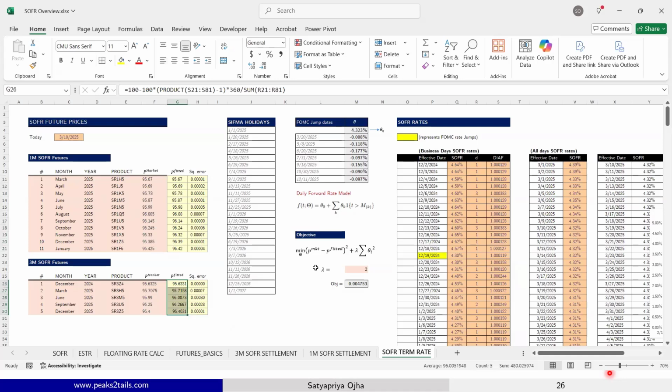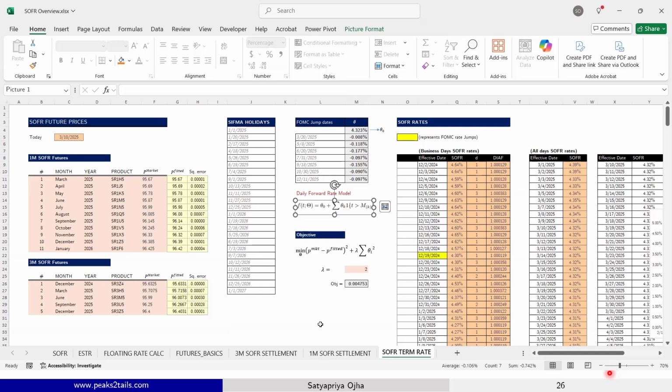And then take the difference, minimize square error. Minimize square error, and the solver will give me the values for these jumps. And my model is complete. I have a fully calibrated forward model. I have an expectation of the future SOFR rates that will be published.